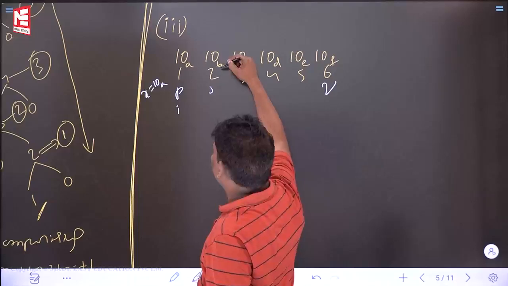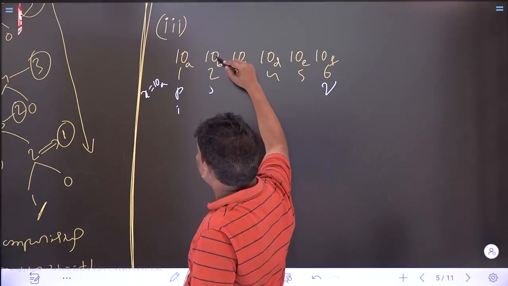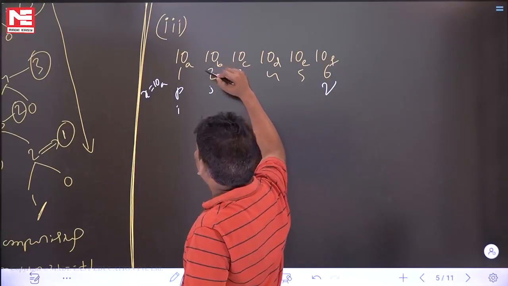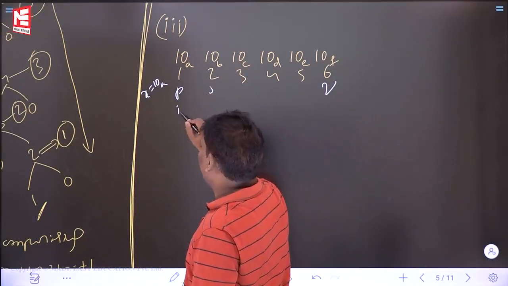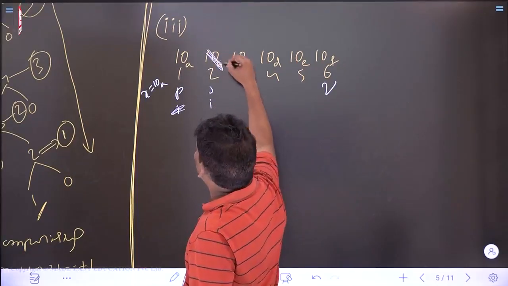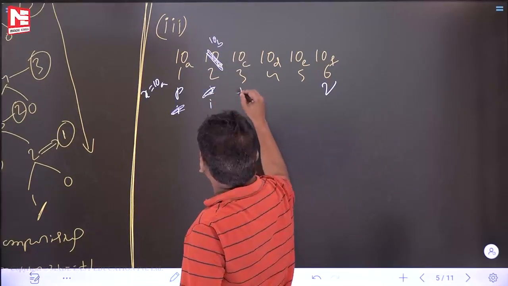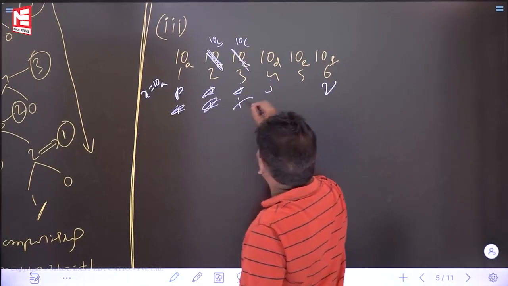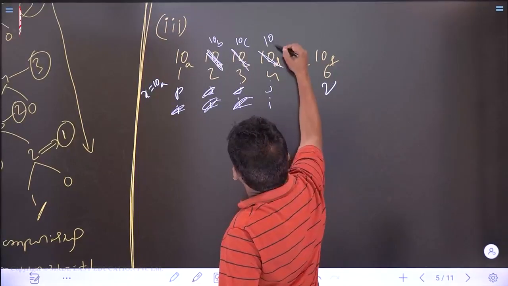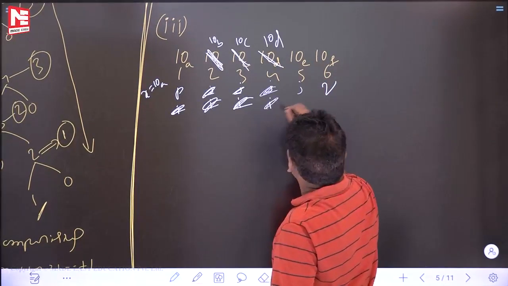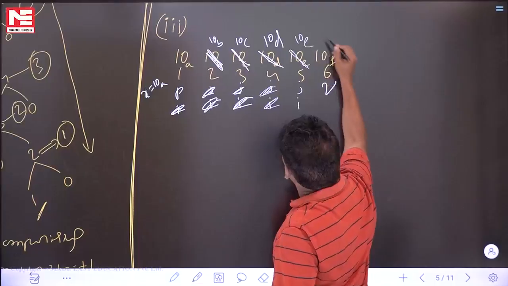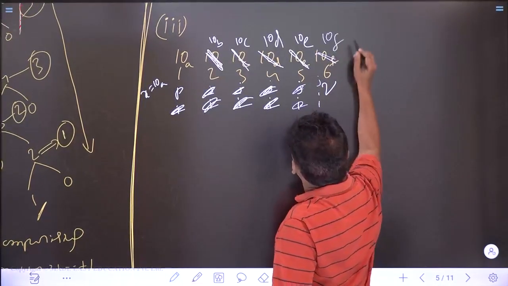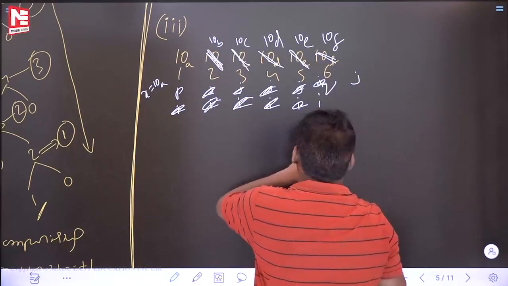J will start. Can you help me? What will J ask? J will ask one question: are you greater? He said, no, I am not greater, I am equal. So, smaller or equal. Definitely I will come here. Swap himself, 10B. Again, are you greater? No. Swap himself. Next one, are you greater? No. Swap himself. Next one, are you greater? No. Swap himself. Next one, are you greater? No. Swap himself. J crosses the boundary, then the for loop is over.